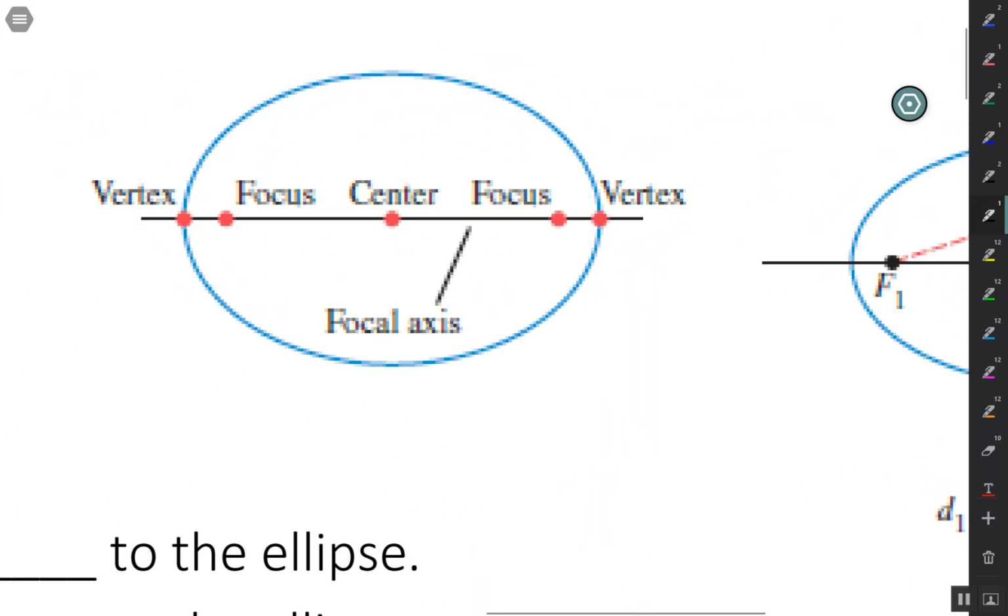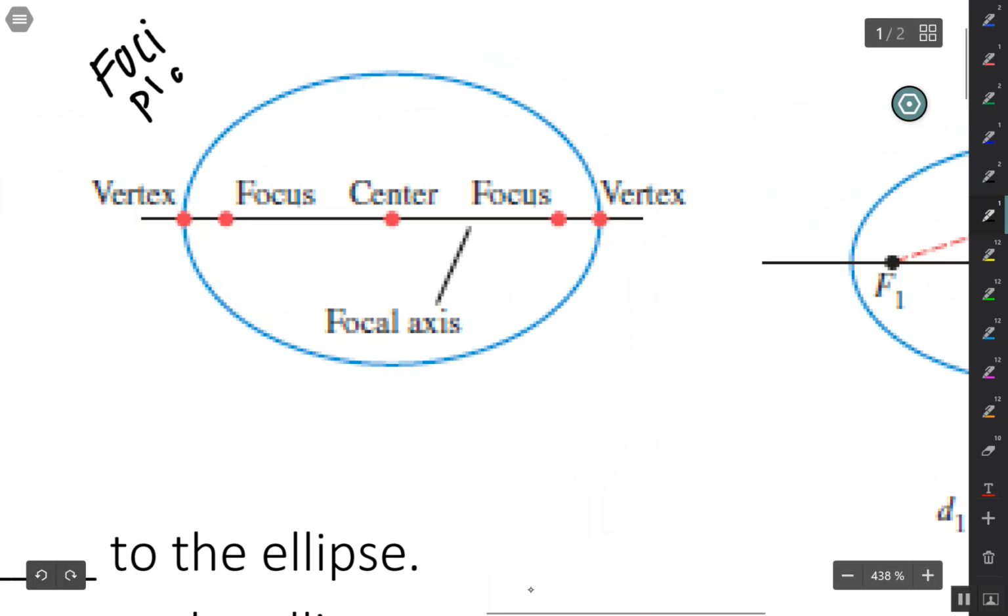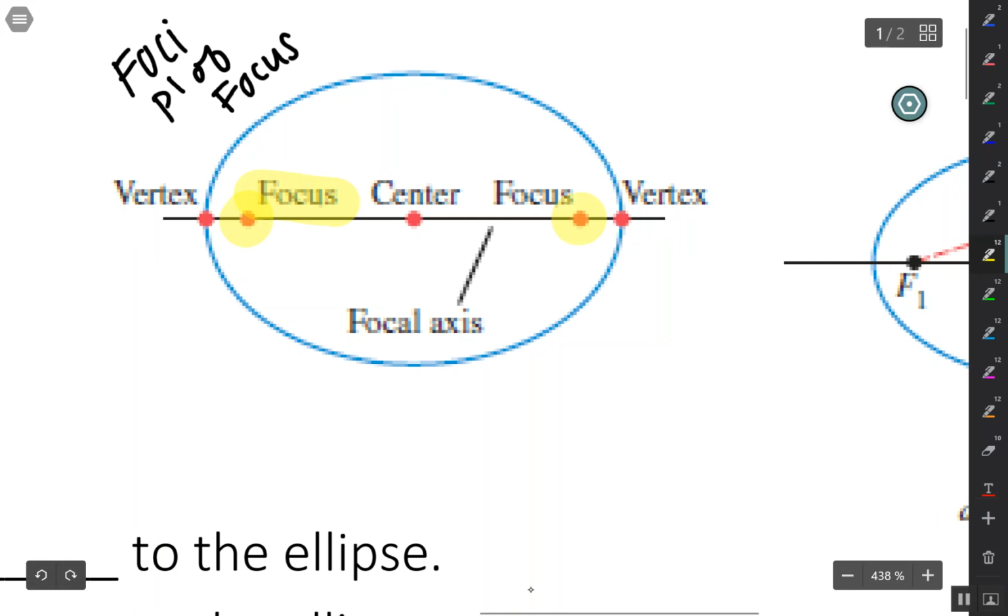So here's an ellipse. A foci, or foci, is the plural of focus. So we have two foci, or focuses. You can see them right here and here. They're two points, and they lie on an axis called the focal axis, which is basically the axis that cuts the ellipse, which is like an oval shape, in half along its long axis. It's sometimes called the major axis.